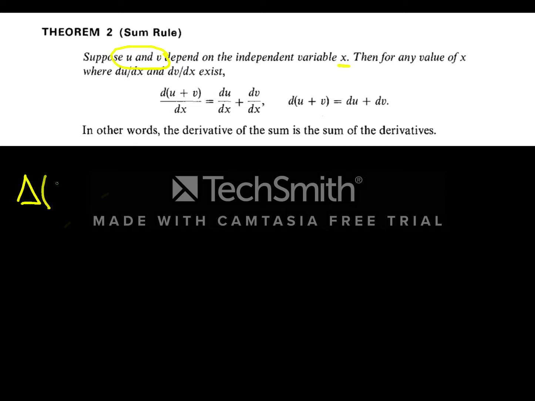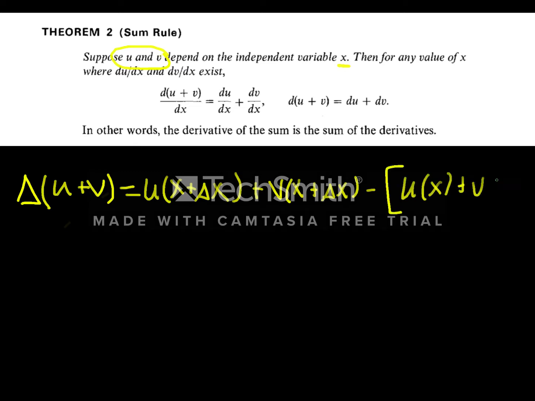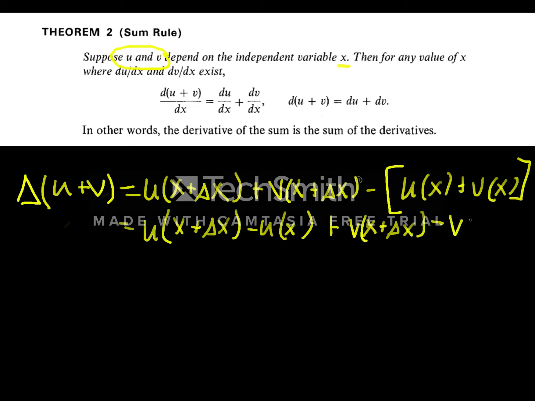The change in u plus v, remember they're functions of x, so their change is simply u of x plus delta x plus v of x plus delta x, minus u of x plus v of x. And grouping these together, this is u of x plus delta x minus u of x, plus v of x plus delta x minus v of x. And notice this is just my change in u. And this is my change in v.